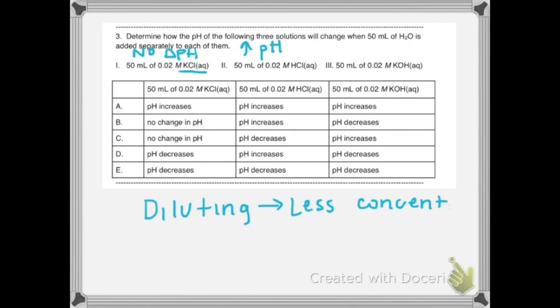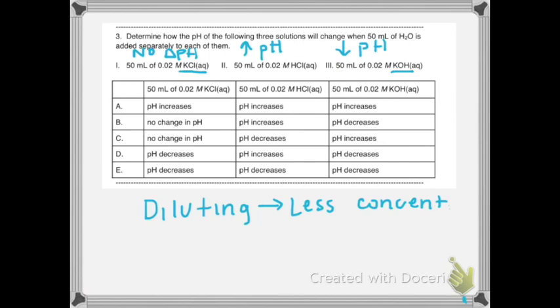Okay, and we'll see a similar trend here with the KOH. We have a strong base. And if we dilute a strong base, we'll make it less basic because the OH minuses will be more dilute. And if this is less basic, then we're going to have a decrease in the pH.